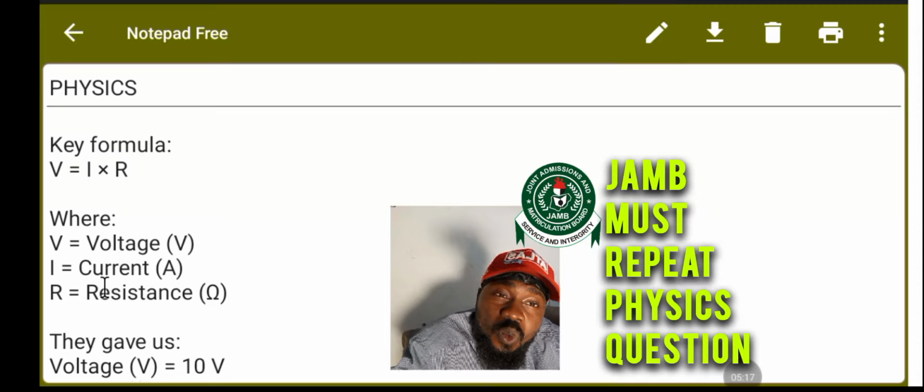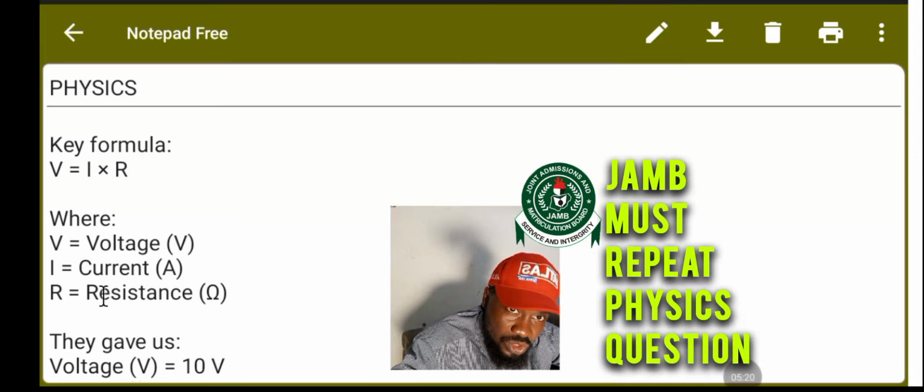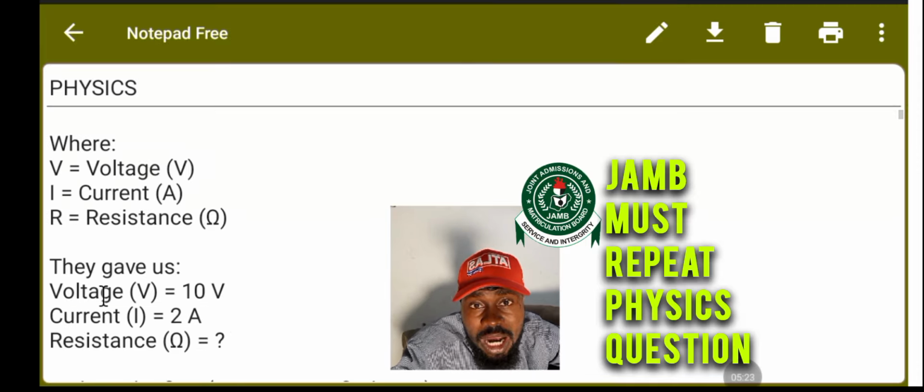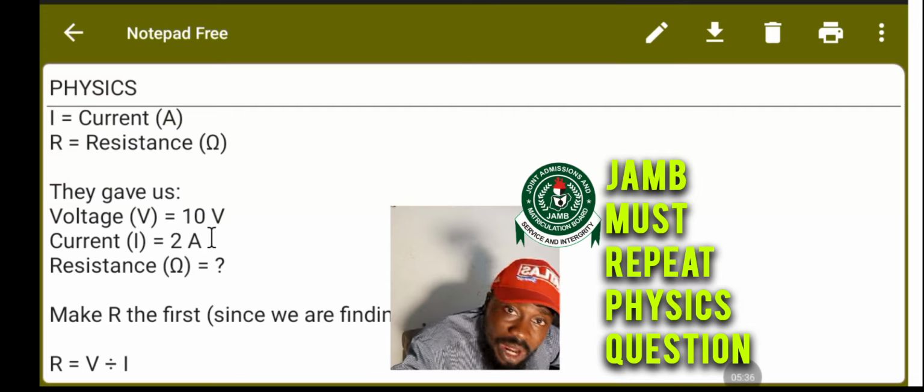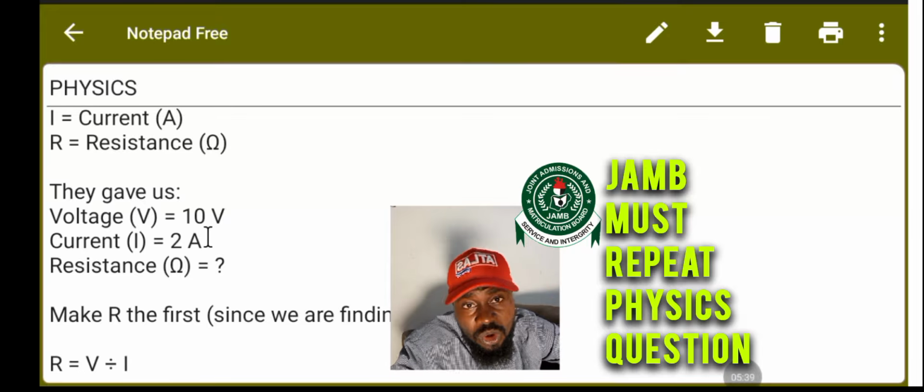So what did Jamb give us? We have to write it out. Let's look at what they gave us. They gave us voltage, which is V, and it is 10 volts. They gave us current, which is I, and it is 2 ampere. Current is measured in ampere, so 2 ampere.